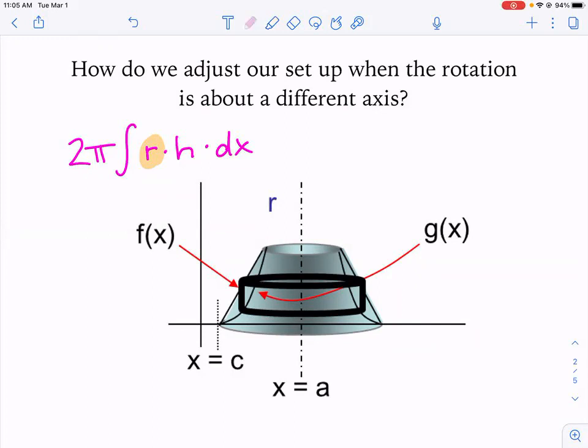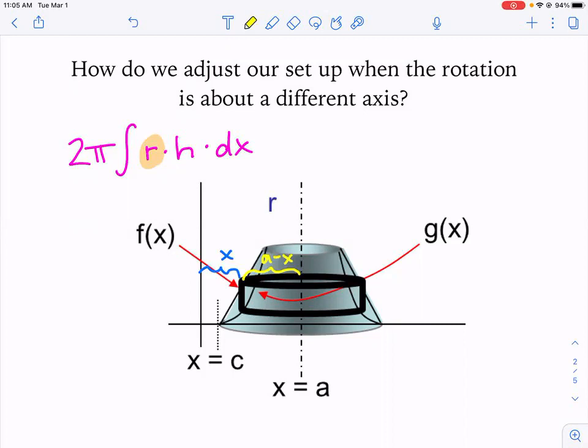So before, when we were rotating about the y-axis, we said this distance right here was x. Well, now we have to keep in mind that we're not going to the y-axis. So like in this case right here, we're rotating about the line x equals a. How would we describe this radius right here? If this is x equals a, it would be a minus x.